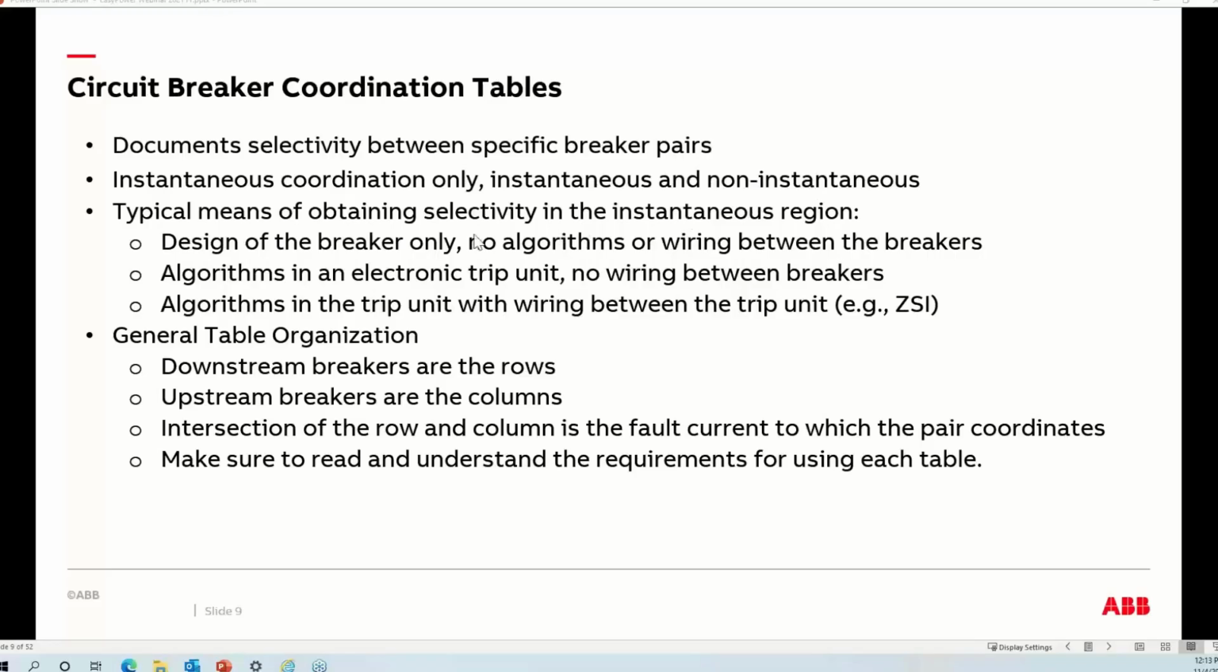Now, the typical means of obtaining selectivity in the instantaneous region, and this is not meant to be all-inclusive if there are other newer technologies I'm not aware of, but I think this would cover the large percentage of ways that breakers get coordinated.